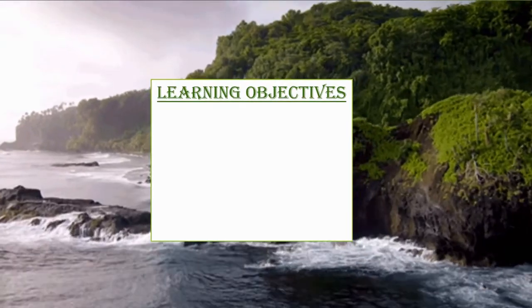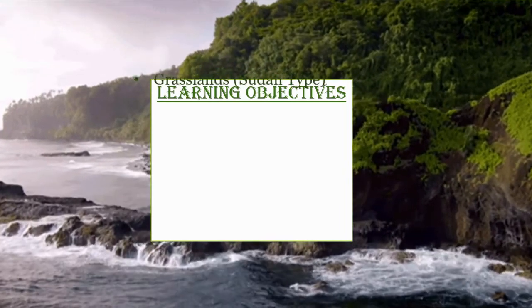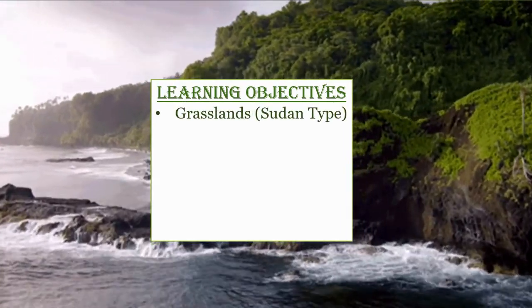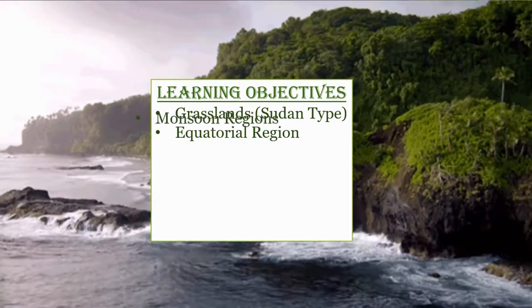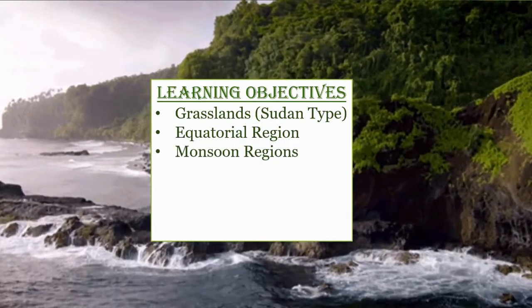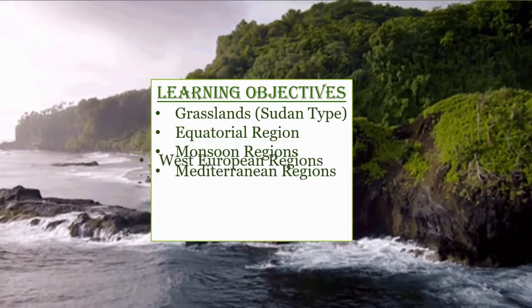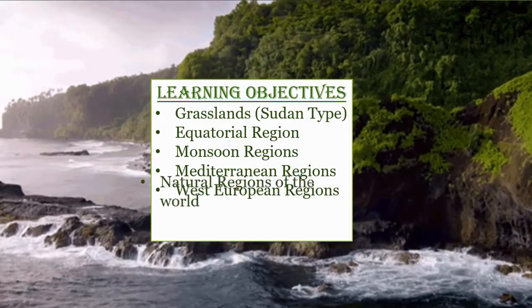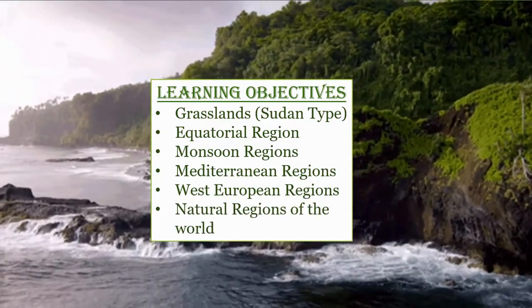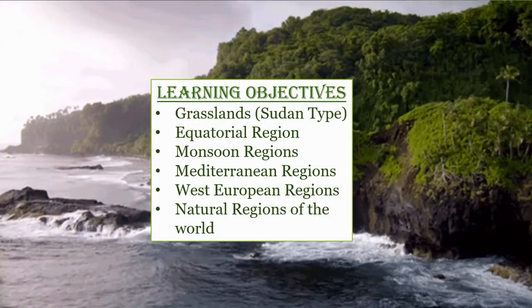Well, today we will be looking at grasslands, the Sudan type, the equatorial region, the monsoon region, the Mediterranean region, and the West European regions, along with the natural regions in the world and the natural resources found in those regions.